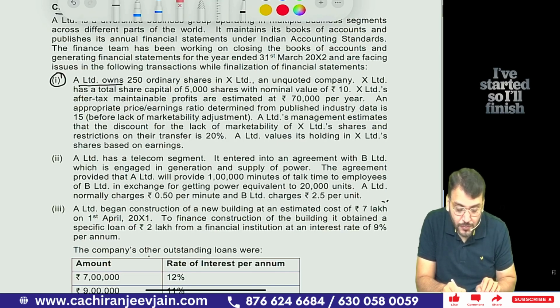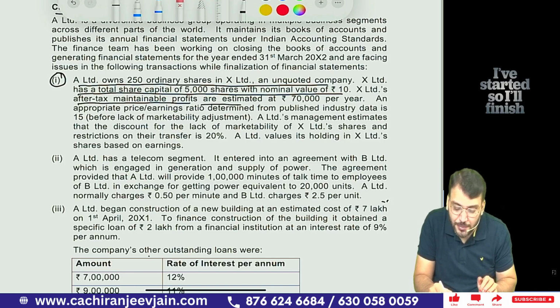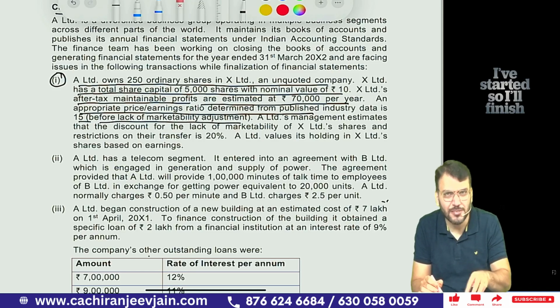A Limited owns 250 ordinary shares in X Limited, an unquoted company, means unlisted company. X Limited has a total share capital of 5,000 shares with a nominal value of rupees 10. X Limited after tax maintainable profit, means profit after tax which can be maintained in future, are estimated at rupees 70,000 per year. An appropriate price earning ratio determined from published industry data is 15 before lack of marketability adjustment. From this para, I hope you have understood this is a question of fair value measurement of the equity shares of X Limited.